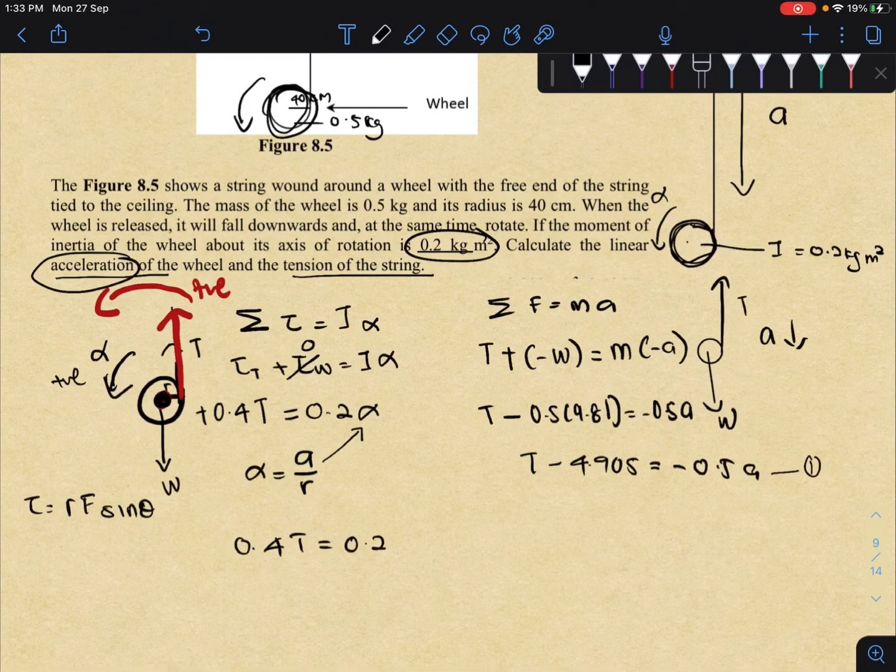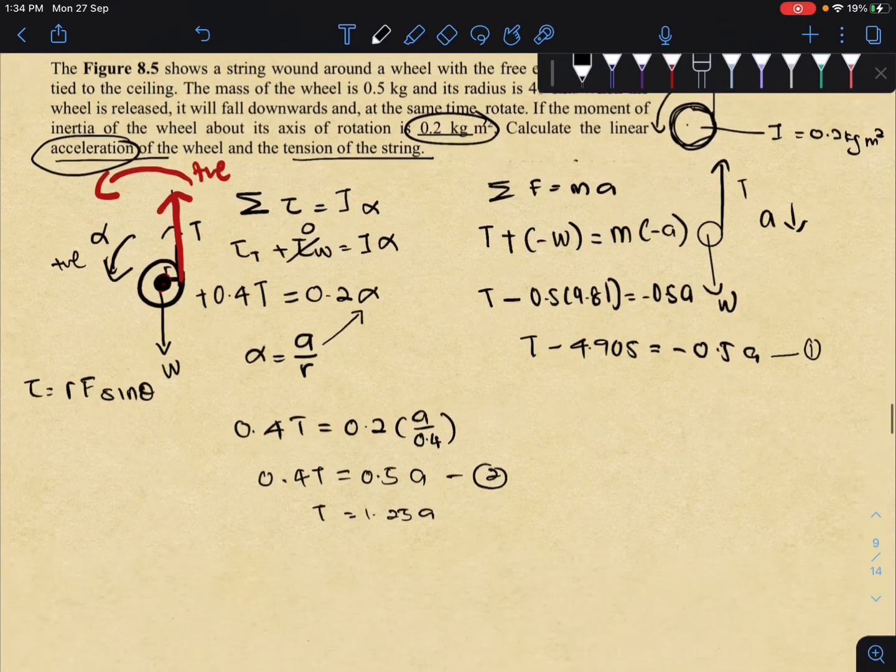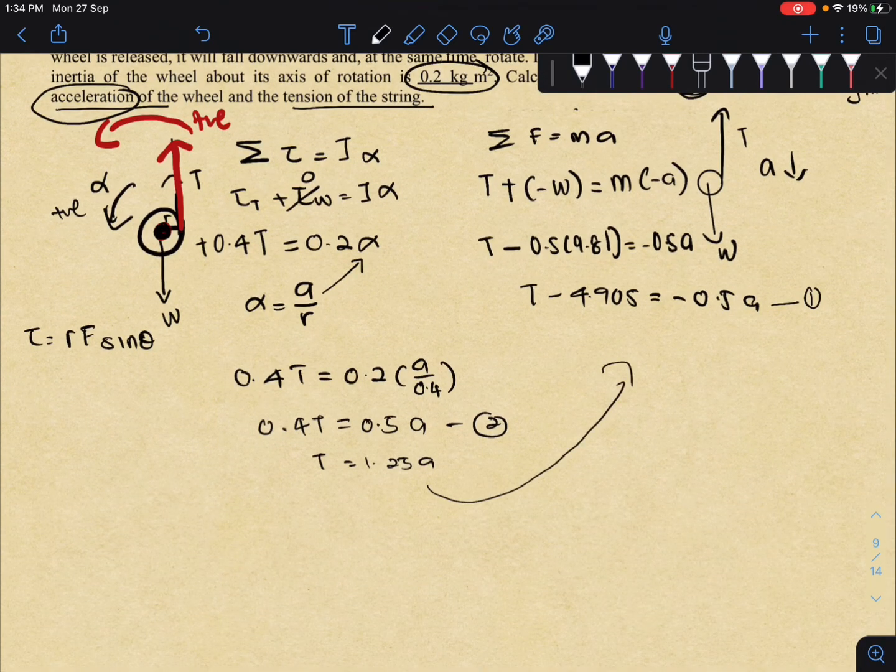0.4 tension is equals to 0.2 A over R. R is the radius of the wheel, which is 0.4 here. So saya akan dapat 0.2 divide 0.4, 0.5 A, equals 0.4 T. Okay, I'm going to make my T as the subject dekat sini. T akan sama dengan 0.5 bahagi 0.4. You'll get 1.25 A. So I'm going to substitute this into here now. So my tension is actually 1.25 A minus 4.905 is equals to negative 0.5 A.